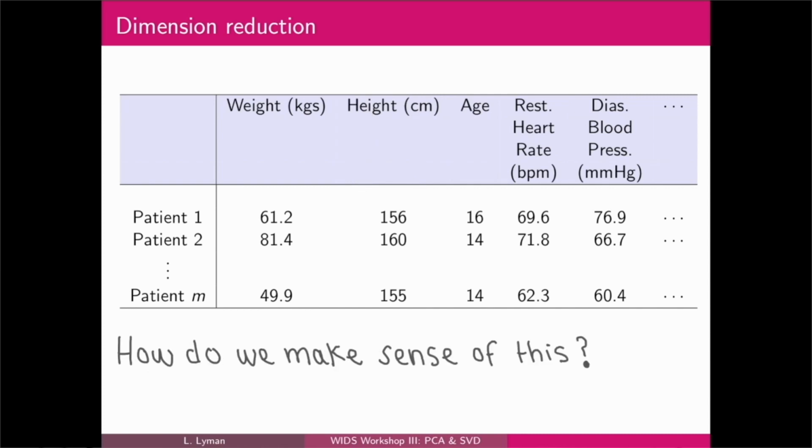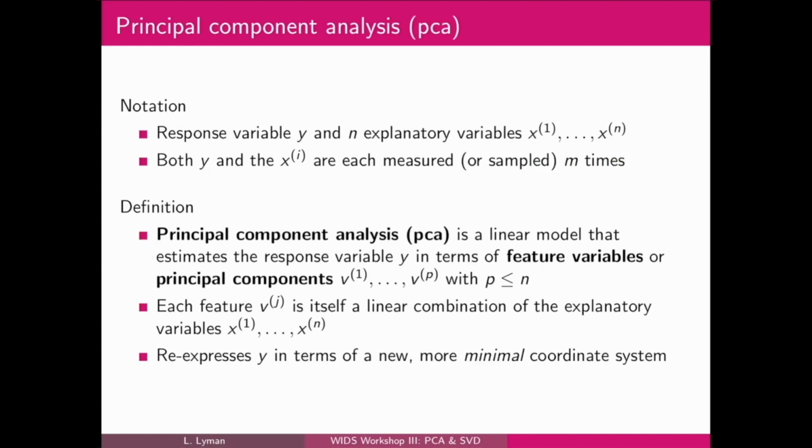But another fascinating and powerful tool in data science that is sometimes less known performs dimension reduction in a different manner. That tool is called principal component analysis. Principal component analysis, which I'll often abbreviate as lowercase PCA, is a linear model that summarizes data in terms of so-called feature variables, which I'll refer to as V1 through Vp. Feature variables are sometimes also called principal components.